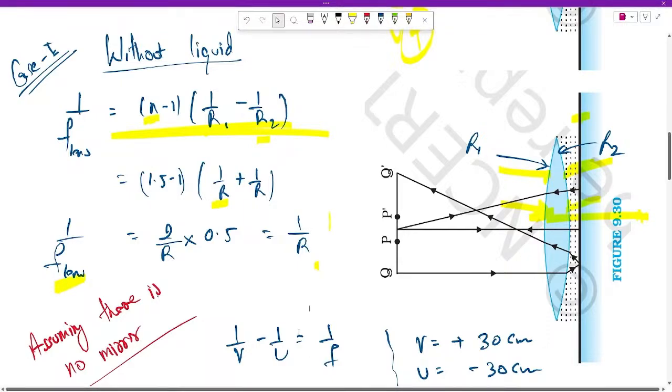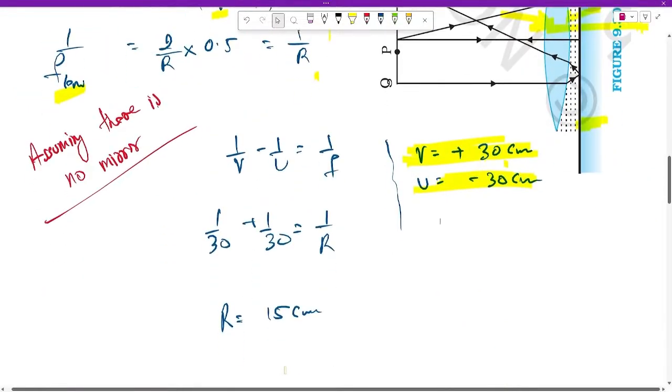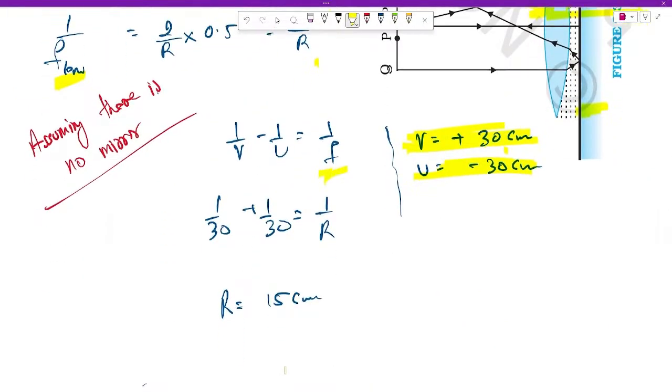Now in this case, without the liquid, the image and the object were at 30 centimeter in front of this lens. So we can assume that V equals 30 centimeter when there is no plane mirror, and when there is a plane mirror, V would be minus 30 centimeter. For simplification, I have just removed the plane mirror, so V would be 30 centimeter and U would be minus 30 centimeter. So using the lens equation, we will get the value of R or F.